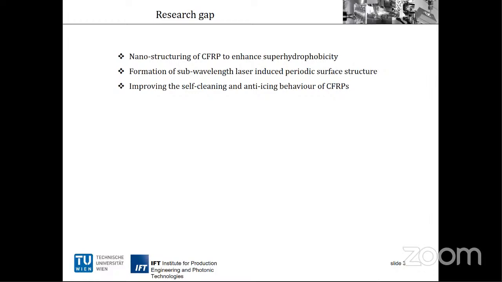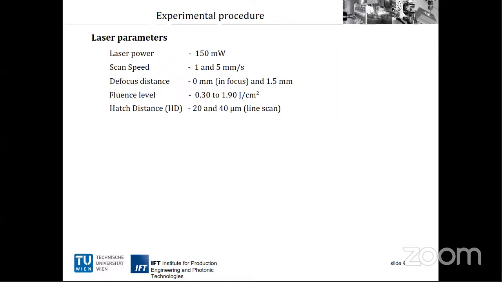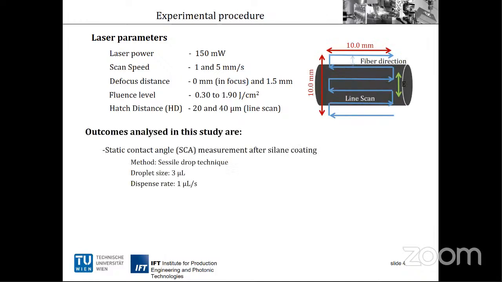We are also going to analyze what kind of structure we generated and its spatial periodicity. These are the techniques I used. We scanned the fiber in parallel as well as perpendicular directions with different laser parameters and different scan speeds. We changed the fluence from 0.30 to 1.90 joules per cm squared, and for the hatch distance we used 20 to 40 micrometers. This is the analysis we have performed till now.